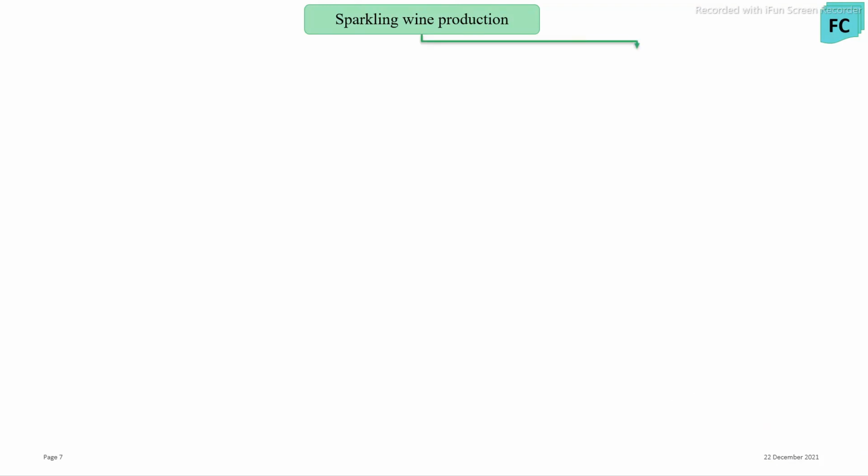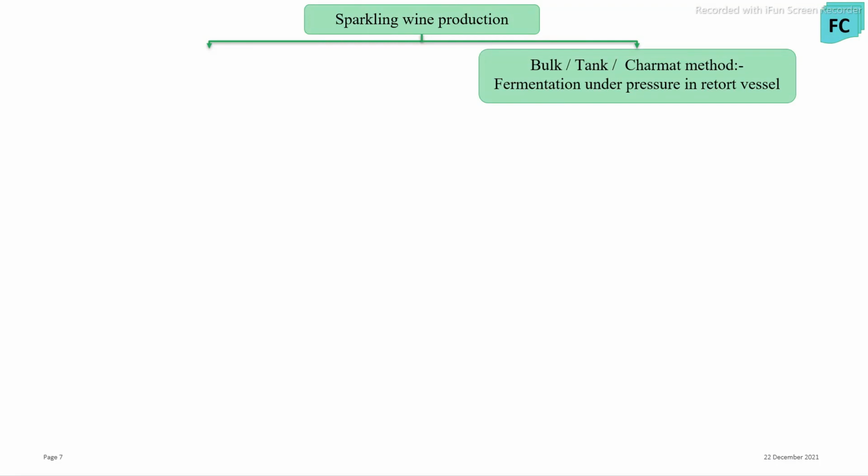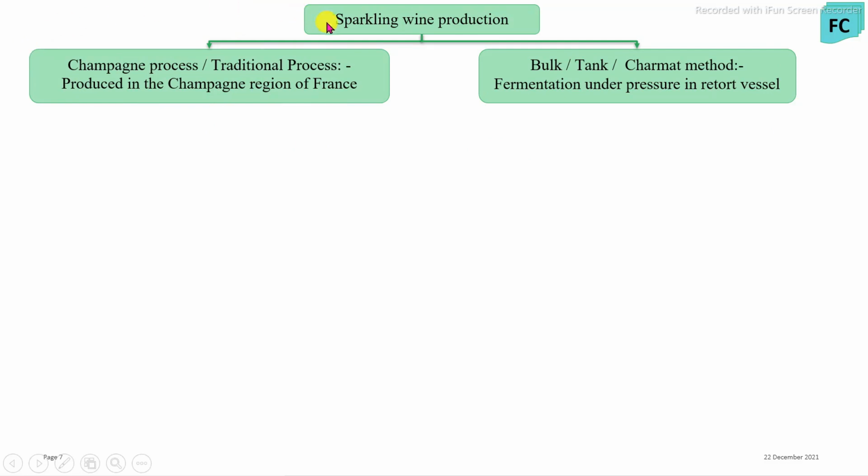The first method, the recent method, is called the bulk or tank or Charmat method, in which the secondary fermentation is carried out in pressure vessels. The traditional process is called the champagne process, in which the secondary fermentation is carried out in the bottles, which is the original method of producing sparkling wine. The bulk, tank and Charmat methods are the recent methods in which secondary fermentation is carried out in pressure vessels.